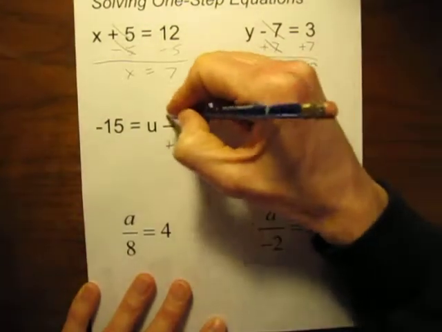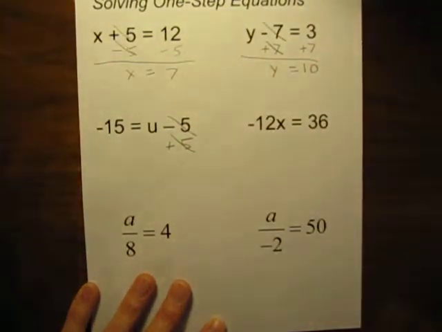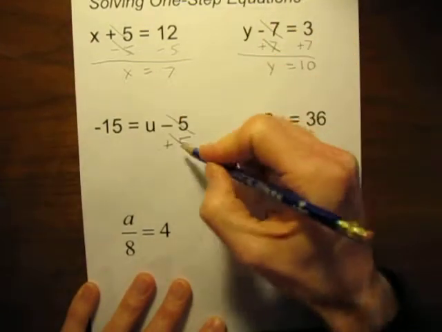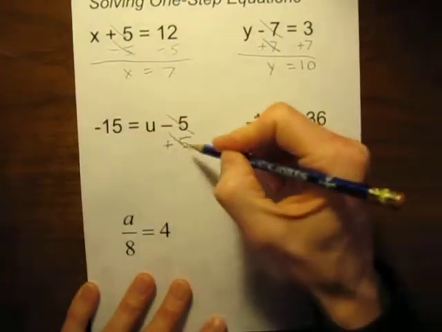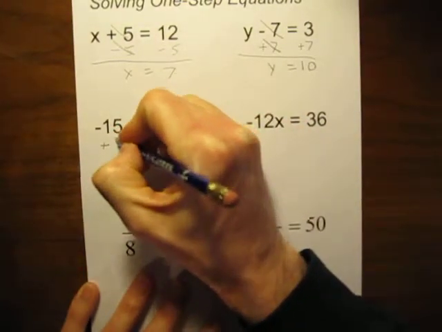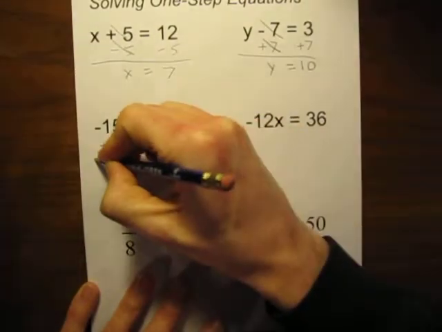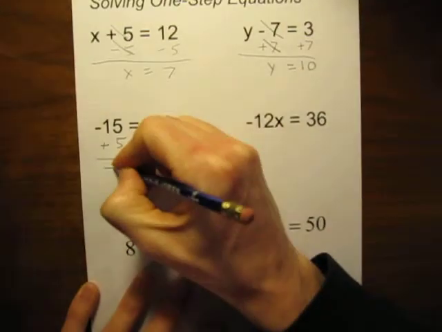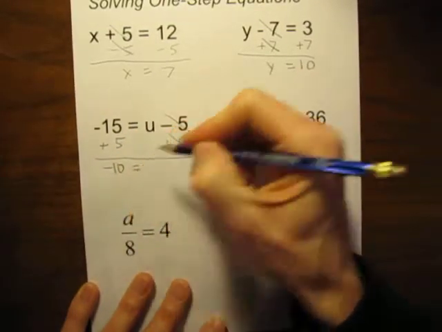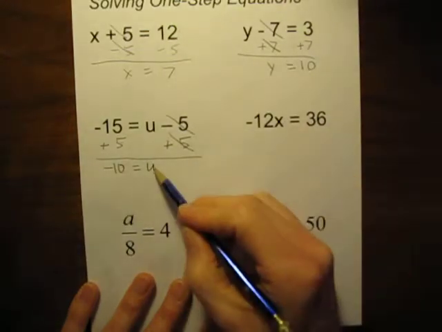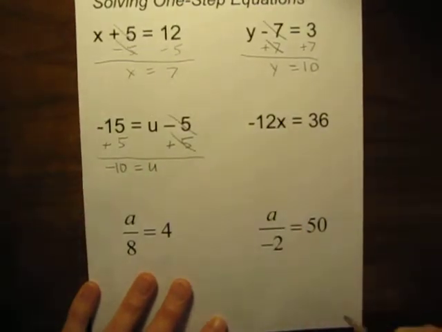So negative 5 plus 5 equals 0. They cancel. But this is an equation. Any change we make to one side, we have to make the exact same change over here. So if we add 5 to the right, we add 5 to the left. Alright, negative 15 plus 5 is negative 10 equals what's left over here? Nothing but u. So u has to equal negative 10.